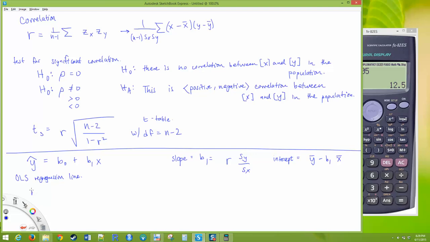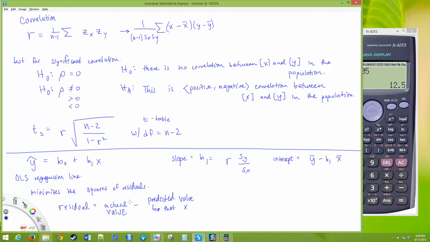Okay, this minimizes the squares of the residuals. What is a residual? You guys remember? So the residual is equal to an actual value minus the predicted value for that x.